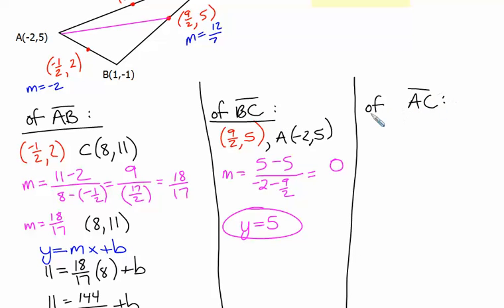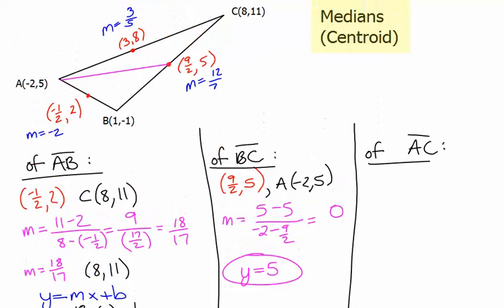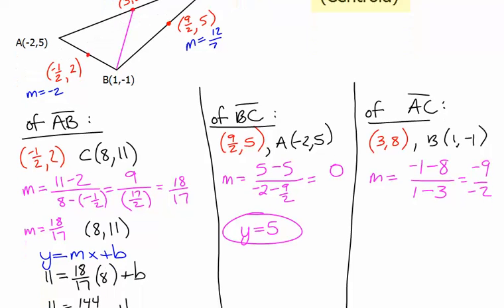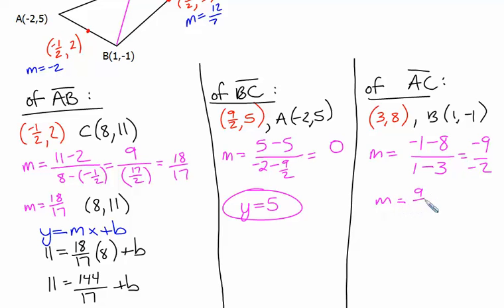And finally, we need the median involving segment AC. So we'll get rid of this line right here. And now when we want the median of AC, it connects segment AC with the opposite vertex. So what we are using would be the midpoint, which is 3/8, with the opposite vertex, which is B, 1, negative 1. Again, we'll start by calculating the slope, y2 minus y1 over x2 minus x1. In the numerator, we get a negative 9. Denominator is a negative 2. So the slope of this line is 9/2.